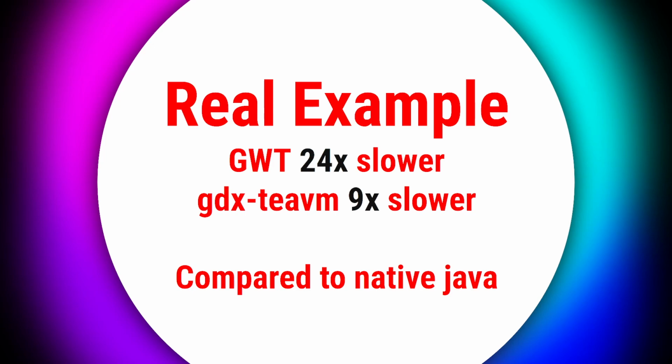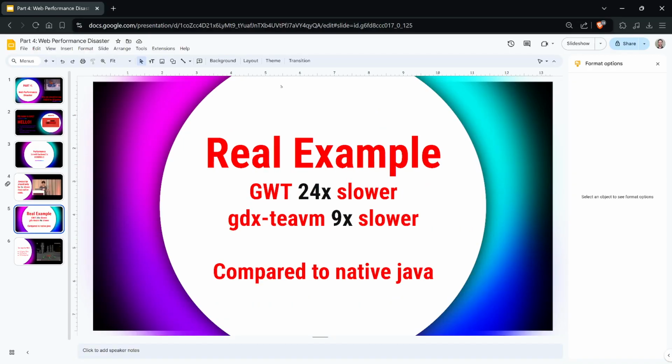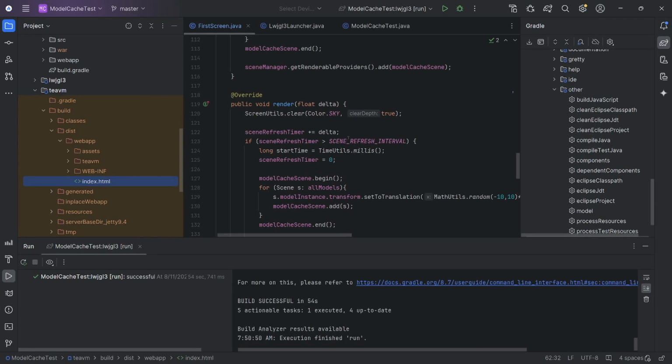But anyways, GWT, so Google Web Toolkit, the official libGDX web backend, is 24 times slower in this example I'm going to show you. And gdx-teavm is 9 to 10 times slower compared to native Java compiled code. All right, so you're going to say, yeah, really? I'm like, yep, I'm going to be showing you that right now. All right, so I'm going to show you the desktop.